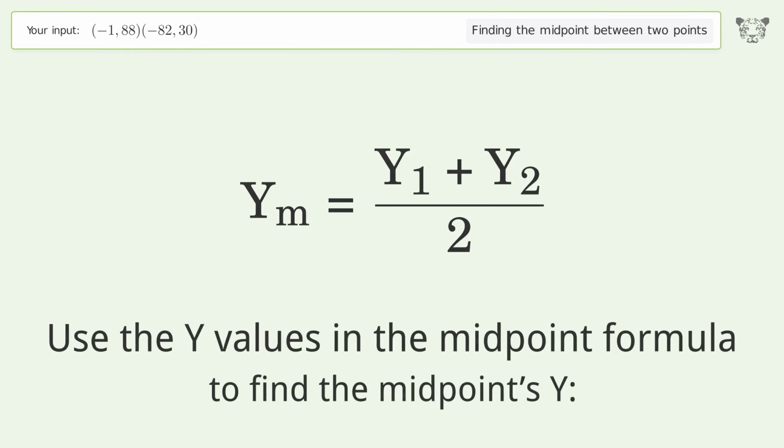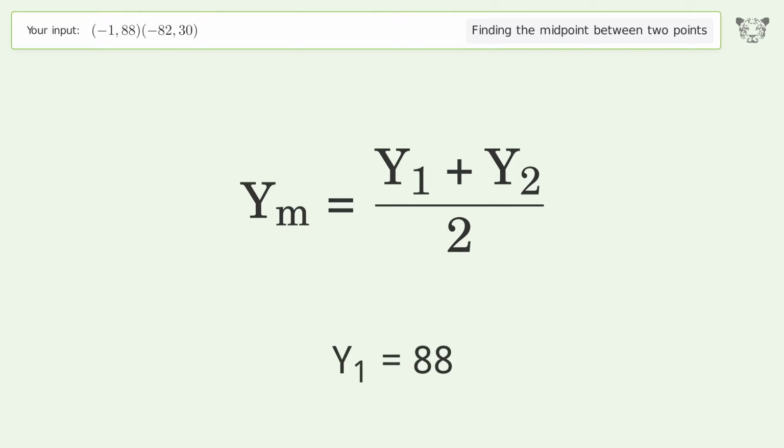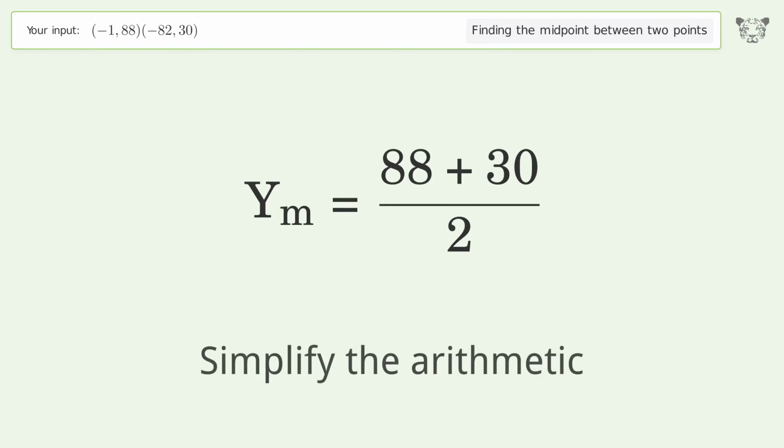Use the y values in the midpoint formula to find the midpoint's y. y1 equals 88. y2 equals 30. Simplify the arithmetic.